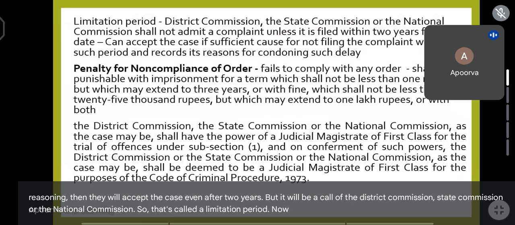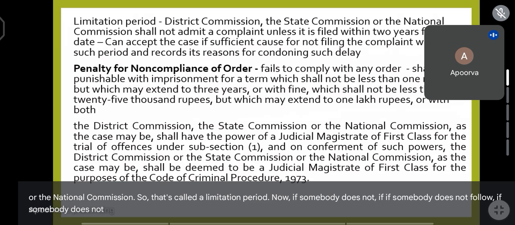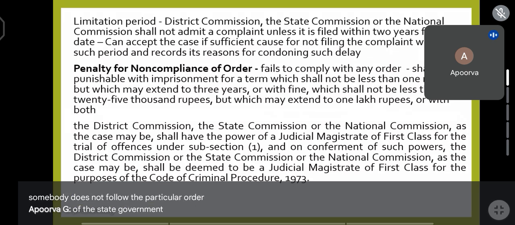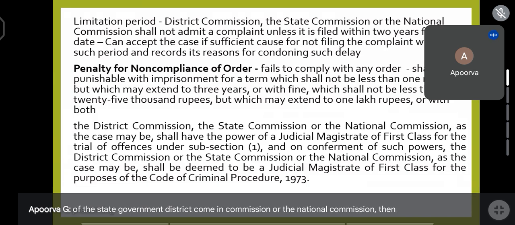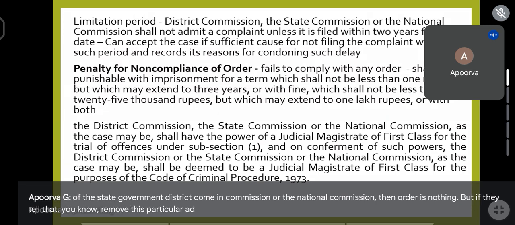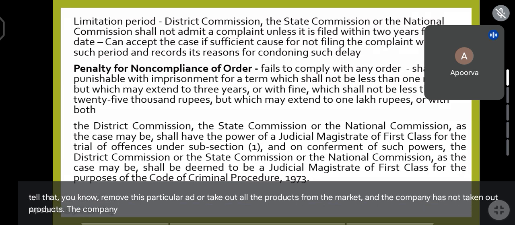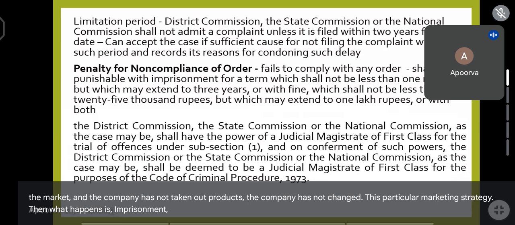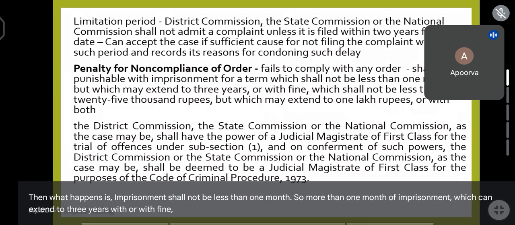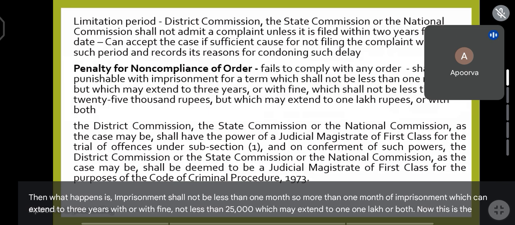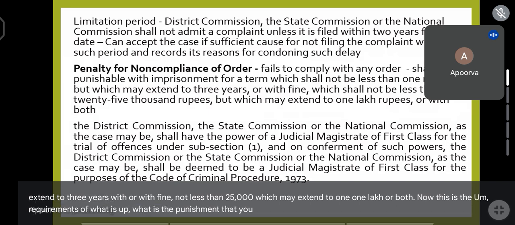Now, if somebody does not follow the order of the state commission, district commission, or the national commission, where the order is, for example, to remove a particular ad or take out all the products from the market, and the company has not taken out the products or changed its marketing strategy, then what happens is imprisonment shall not be less than 1 month, which can extend to 3 years, with a fine not less than 25,000, which may extend to 1 lakh, or both. These are the punishments that you can get for non-compliance.